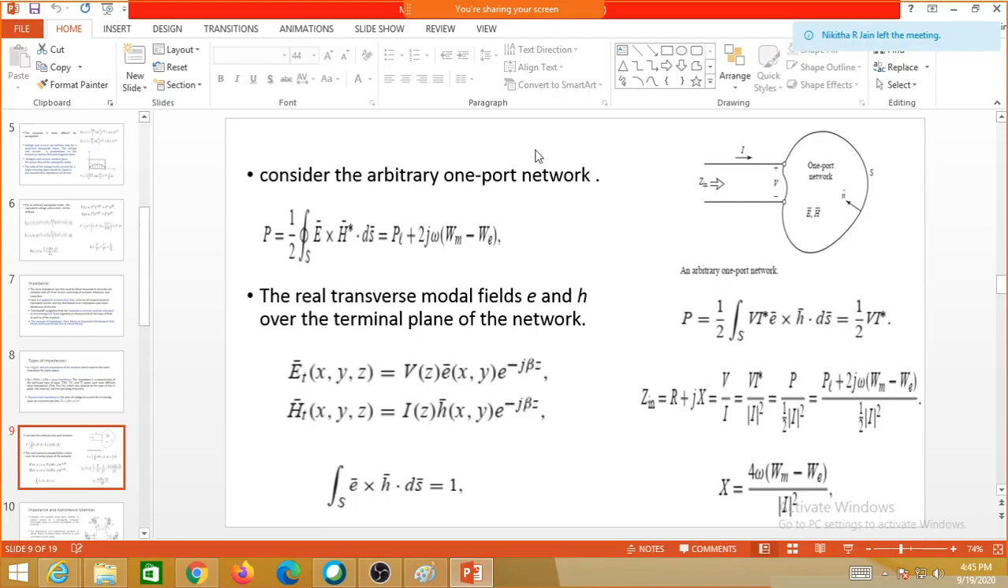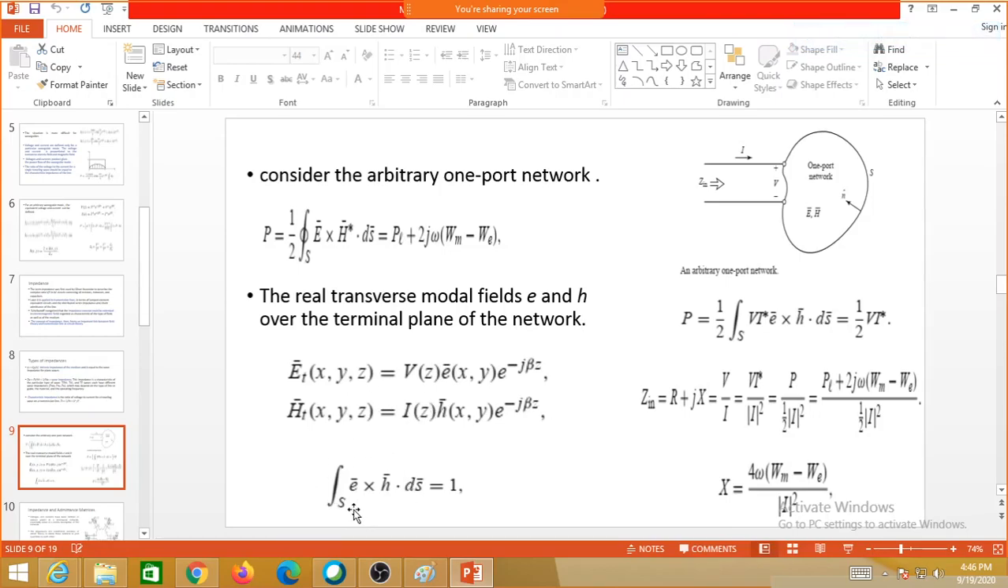Okay, so now if you take the one port network and calculate the power in terms of E and H, this will be the power equation, which has two parts: reactive power and real power. PL is the power loss due to conductor or ohmic losses, and the other part is due to the inductive or capacitive effect, the reactance effect. If you take the transverse fields of this network, E and H, this will be the equation in terms of voltage and current.